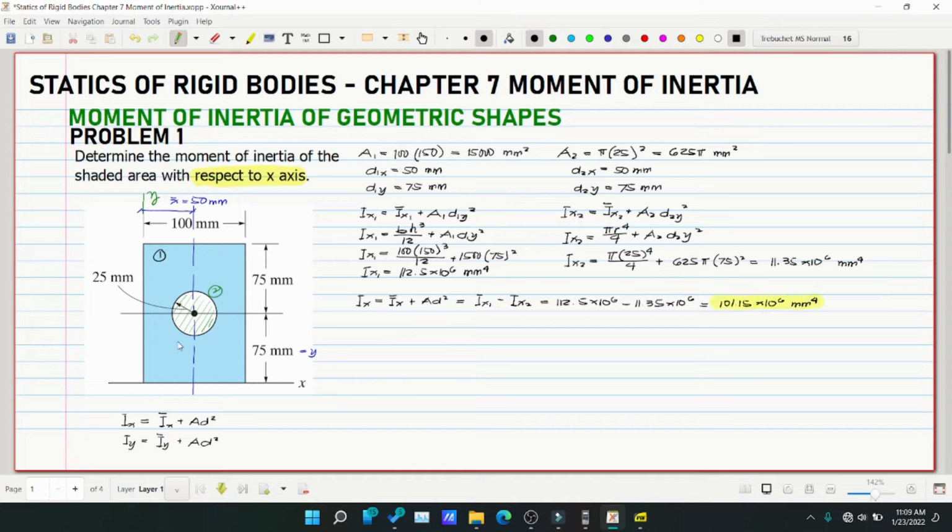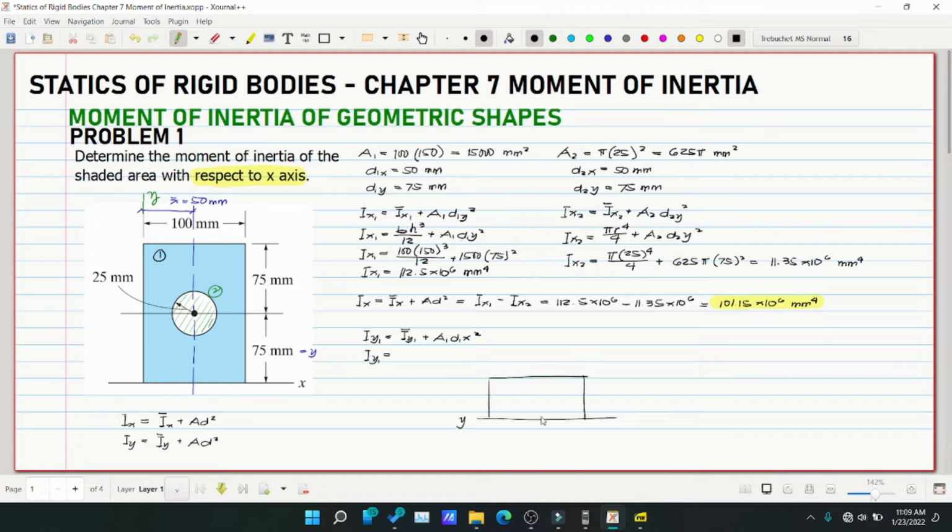Next, yung Iy naman. So, ganun pa rin ang ating Iy niyan. Okay, yung Iy1 is equivalent to Iy1 bar plus area 1 d1x squared. So, ganun pa rin naman yan. Okay? Yung ating Iy bar is bh cube over 12. Pero, since ang ating Iy ito, is nakatayo. Kung i-rotate natin, kasi with respect to y na tayo eh. Kung i-rotate natin yan, ang mangyari, ito na yung ating y.